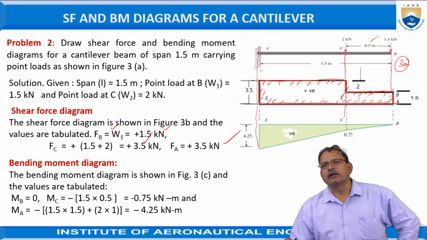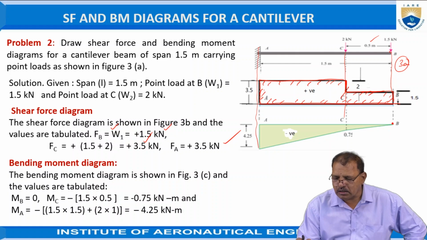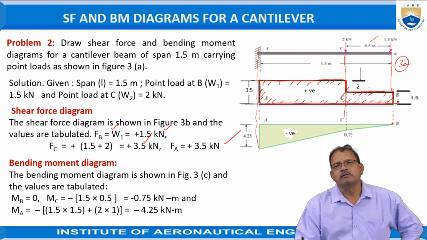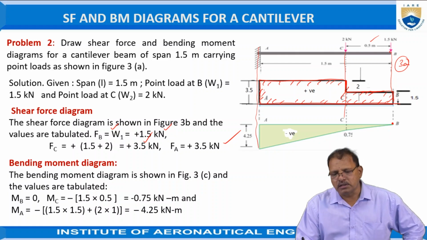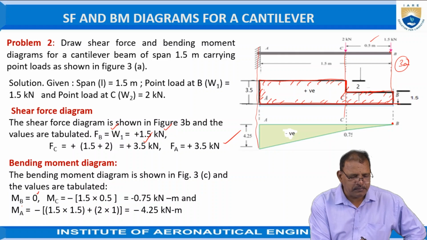Now the bending moment diagram. The bending moment is always 0 at B. Even though the force is acting, it is a free end, so it is generally taken as 0 only. So the bending moment at B is equal to 0.